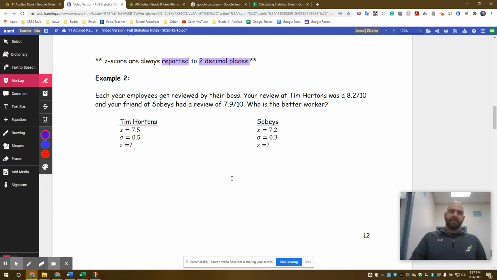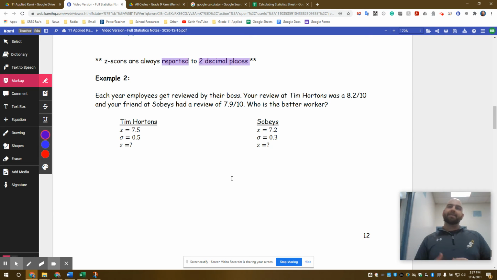Let's take a look at a second example right here. We're going to do a couple more here. So each year, employees get reviewed by their boss. Your review at Tim Hortons was 8.2 out of 10, and your friend at Sobeys got a 7.9 out of 10. Who's the better worker? Well, it's easy, right? 8.2, definitely a better worker. But it depends on the scale that we're looking at.